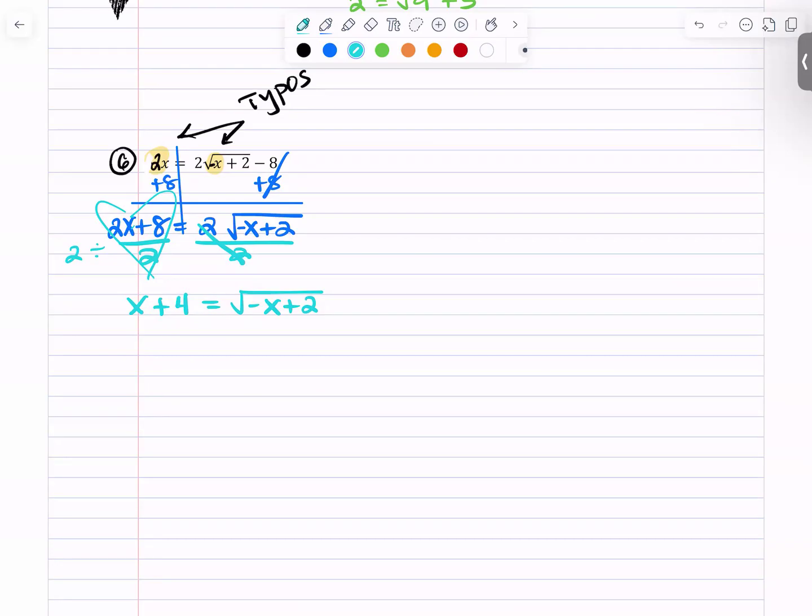So we got rid of that. We got rid of this. Now we have to get rid of the root. So you're going to square it to get rid of the root. So again, remember that's x squared. 4 plus 4 is 8x. 4 times 4 is 16. Negative x plus 2.